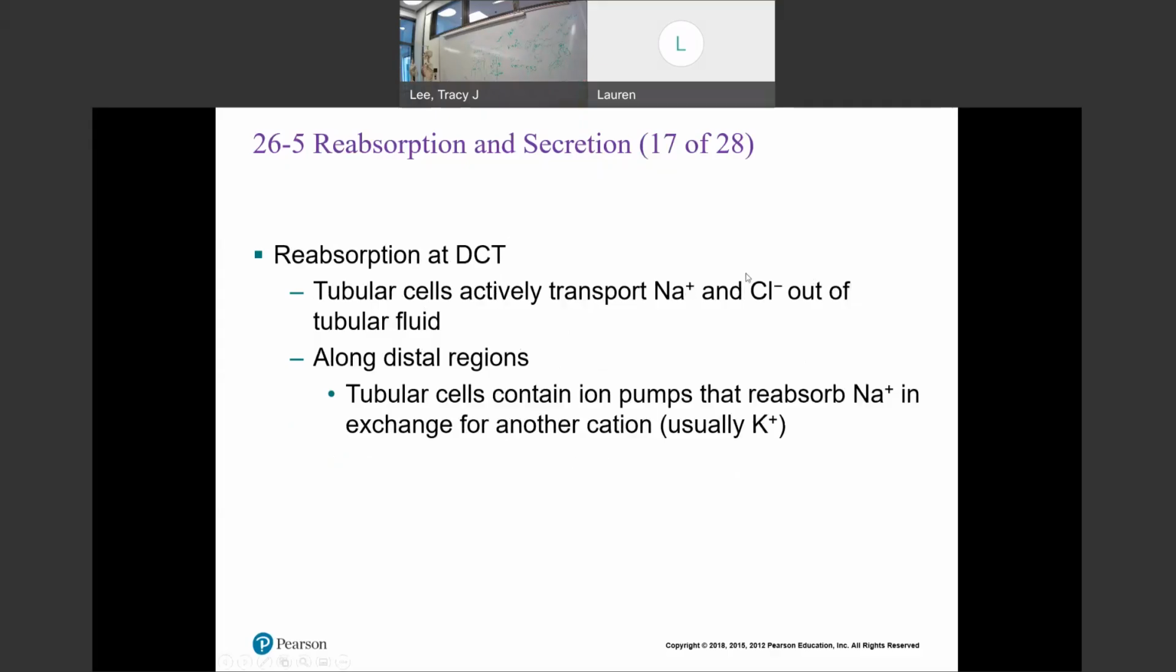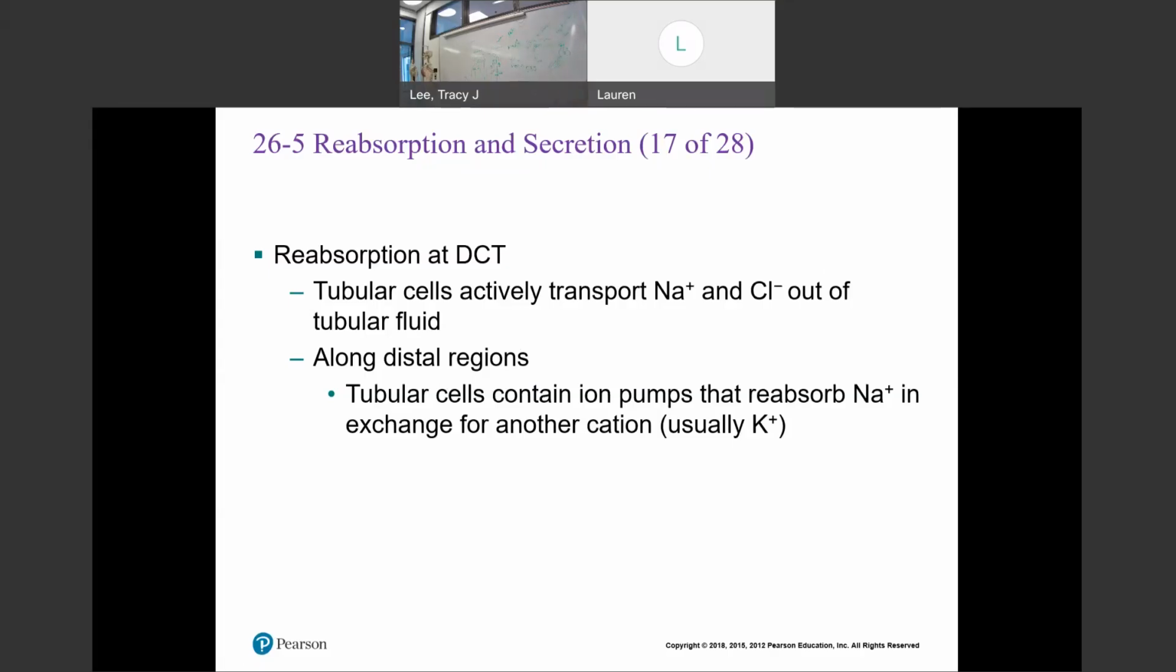Okay, we will see sodium and chloride go one way, potassium goes the other way. So remember how I was saying they trade? Usually if we trade a sodium, chloride goes with it, potassium goes the other way. So if I moved sodium into my tubules, chloride is probably going to go with it, potassium is going to go to the outside. Likewise, if I take sodium out, chloride goes with it, potassium goes in. They always exchange with each other.